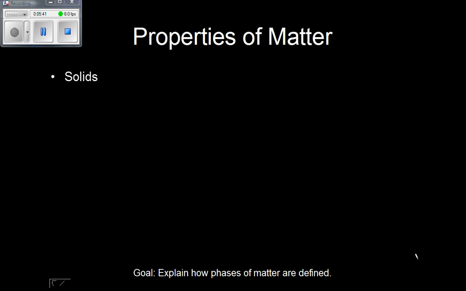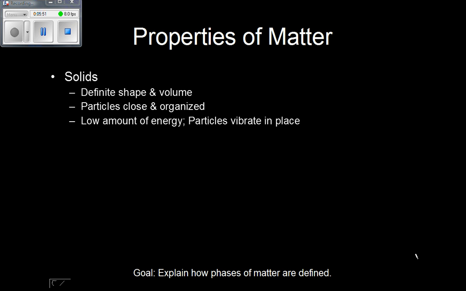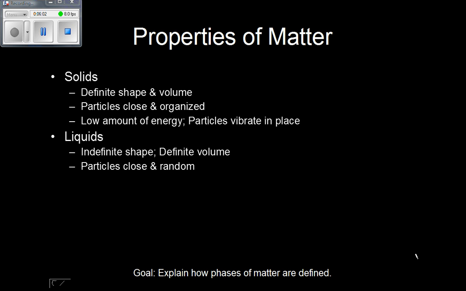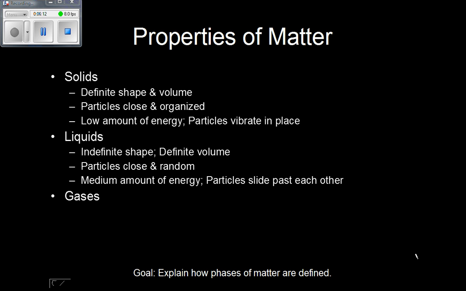So to summarize, solids have a definite or fixed shape and volume. The particles are very close together and organized. And the particles have a very low amount of energy. They basically just vibrate in place. Liquids have an indefinite or flexible shape, but definite or fixed volume. The particles are very close together, but now they're random. And they have a medium amount of energy, so the particles are actually going to kind of slide past one another. Finally, our gases have an indefinite shape and volume, meaning that they have a flexible shape and volume.